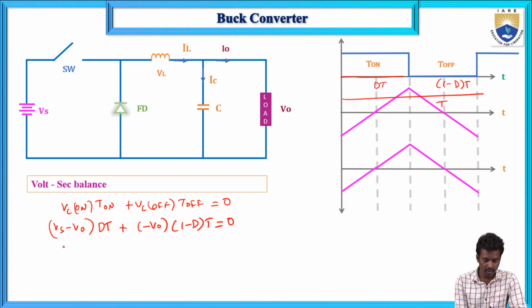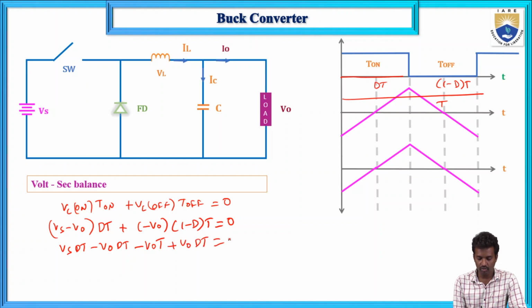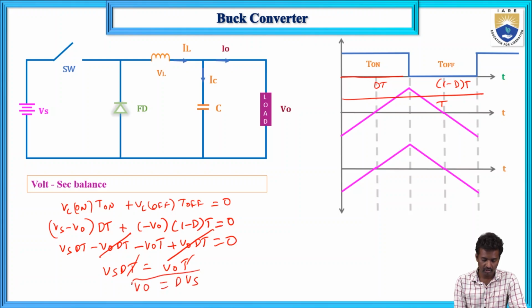So now here, Vs into dt minus V naught into dt, minus V naught t plus V naught dt equals 0. So plus V naught dt and minus V naught dt get cancelled. And next Vs dt equals V naught t, t gets cancelled, V naught equals D into Vs.